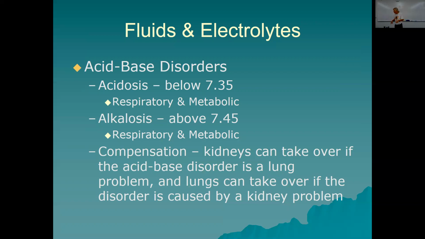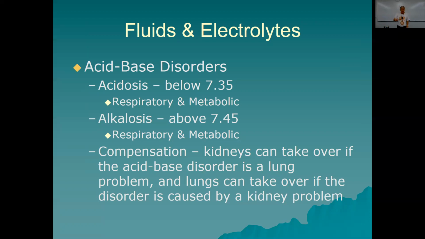Above 7.45 is alkalosis. So it's too basic. And again, if something is wrong with the respiratory system, you're breathing too rapidly, it's respiratory alkalosis. Or if something is wrong with the kidneys and you're resorbing too much bicarbonate, then your blood becomes alkaline, and that would be metabolic alkalosis.